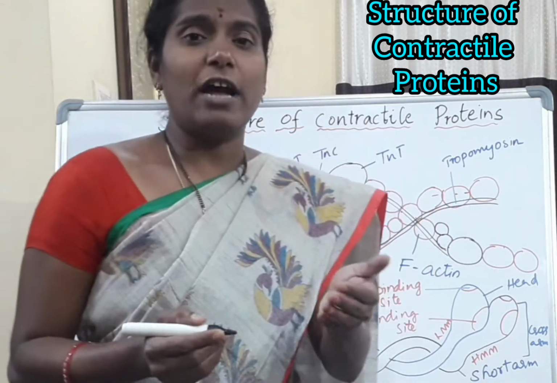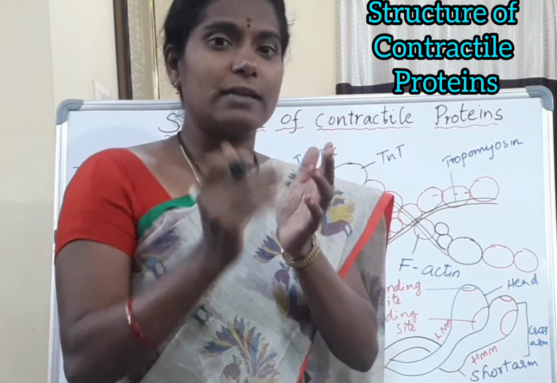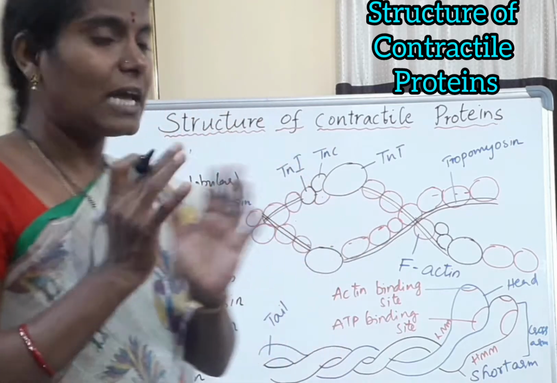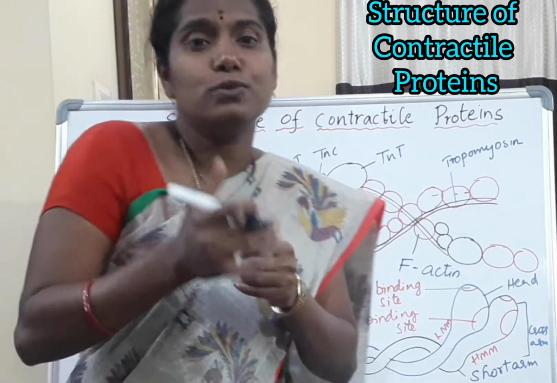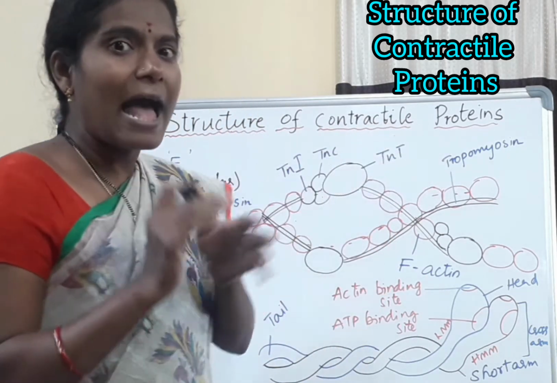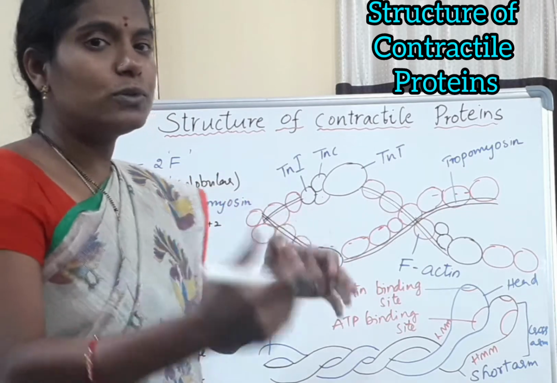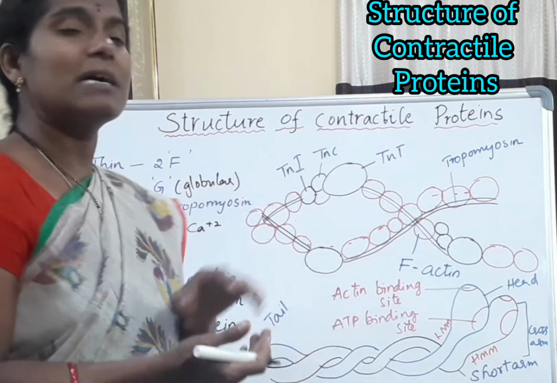In a muscle fiber we observed light and dark bands, or thick and thin filaments. How do those thick and thin filaments form? Let us see today how the contractile proteins like actin and myosin are constructed, and how they form dark and light bands in the muscle fiber.